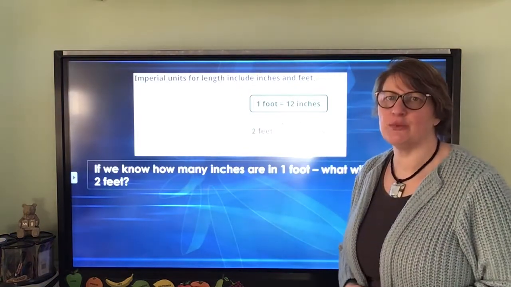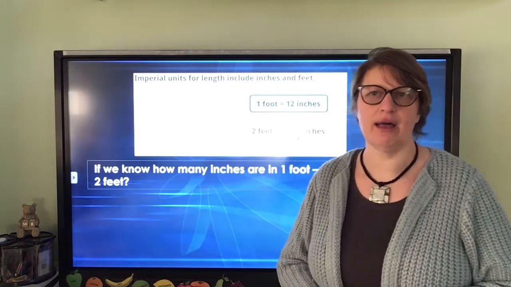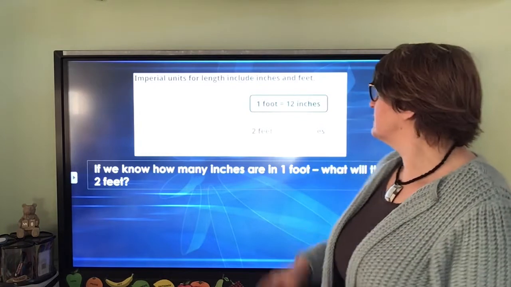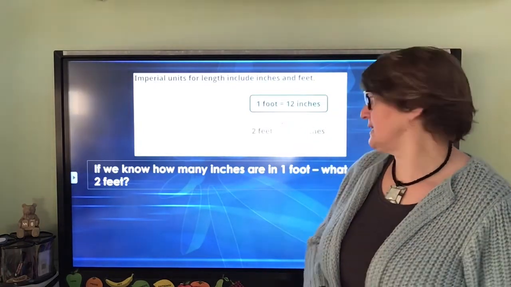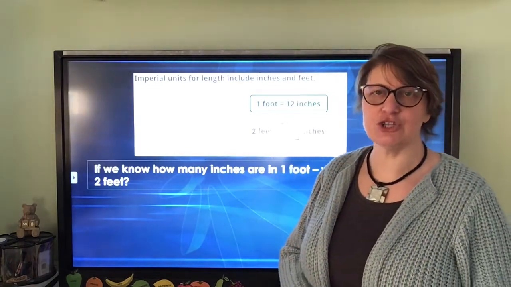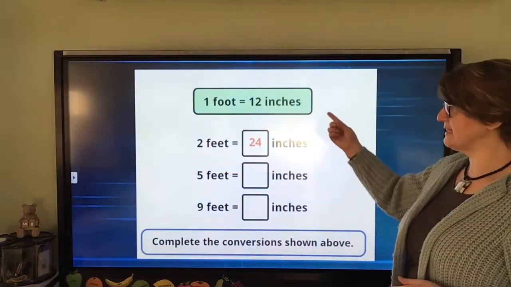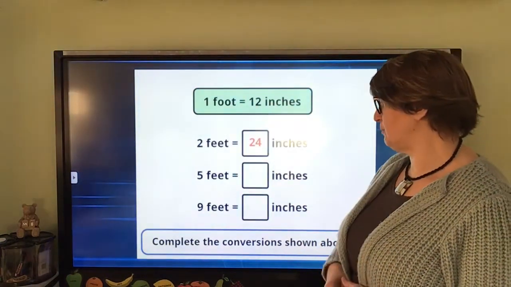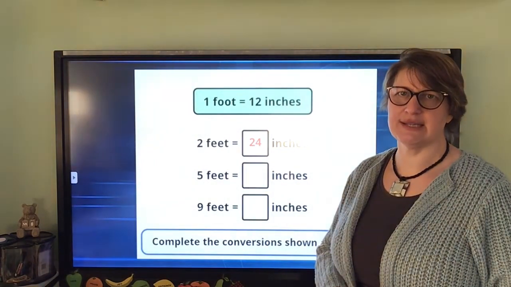So let's start with our imperial units. Our imperial units for height are feet and inches. I would say that I am 5'8" tall. So here we've got 1 foot is equal to 12 inches. So if we know how many inches are in 1 foot, how many would be in 2 feet? Absolutely. Clearly, you just double it. So given that information, can you work out what 5 feet would be and 9 feet would be? Pause the video, write down your answers and then turn back on.